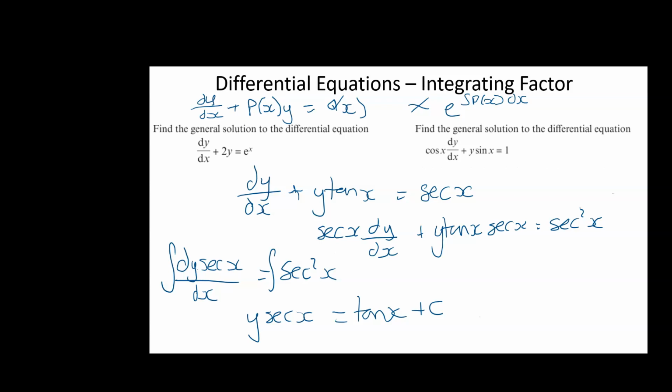But hopefully you can see the little method here of getting into the form of dy by dx plus a function of x times y equals a different function of x, timesing by e to the integral of this function of x, the one in front of the y. That will put it into a form that you can then do reverse product rule, and then it's just a case of integrating both sides. So if you've got a differential equation and you can get it into this form, then hopefully now you have an idea of how you can solve it.